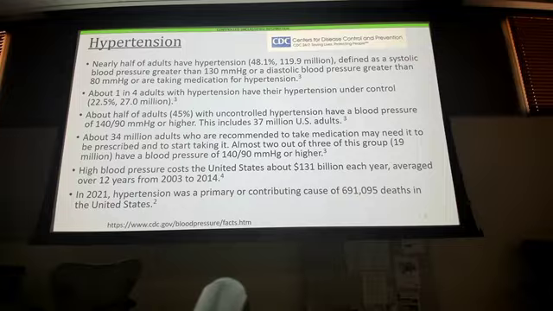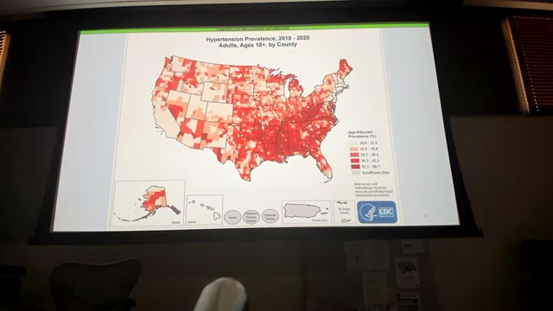But in 2021, we had almost 700,000 deaths in the United States that could be attributable to hypertension. So at the height of COVID, still 700,000 people died with hypertension as a component leading to their death. So this is a major problem in the United States.